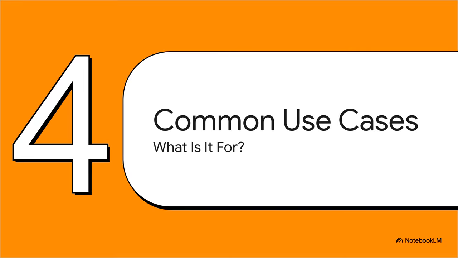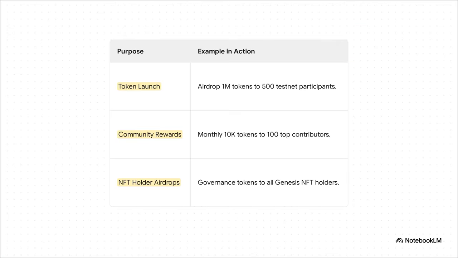Okay, so the theory is solid, the process is simple, but where does the rubber actually meet the road? What are people really using this for out in the wild? Let's check out 6 super common use cases that show just how powerful this thing can be. First up, the big one, the token launch. Remember our 500 testnet users? This is the perfect tool for that job.